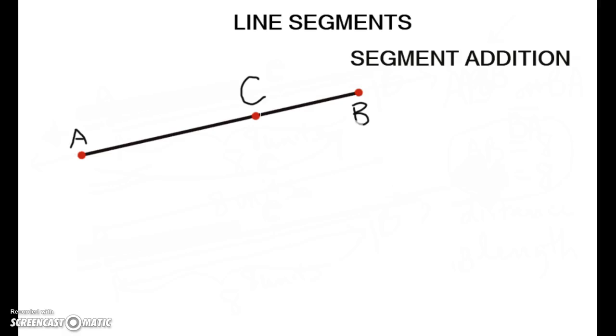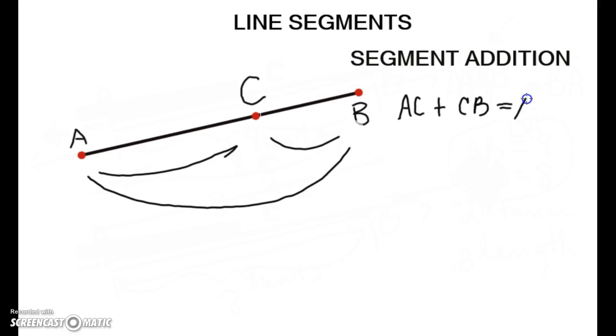Segment addition, mathematically speaking, says this. We can take the small piece from A to C. Do you see where that is? And we can add the small piece from C to B. Do you see where that is? And together those two make the full length from A to B.